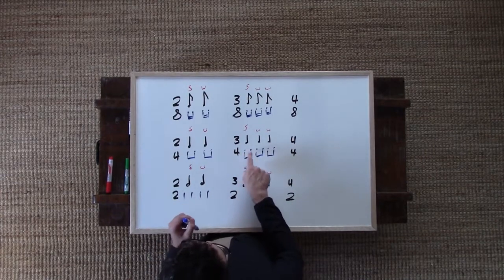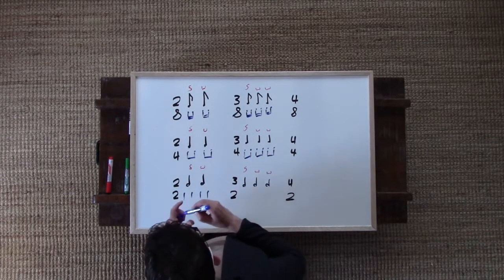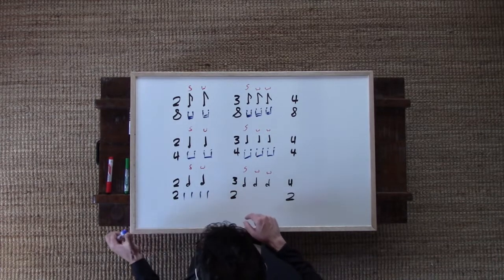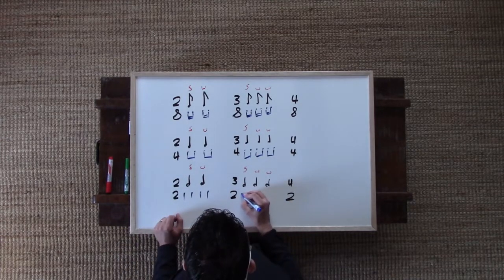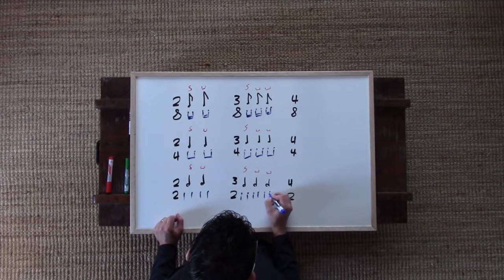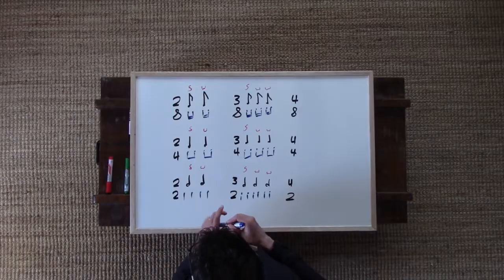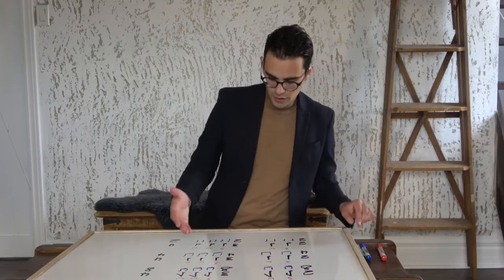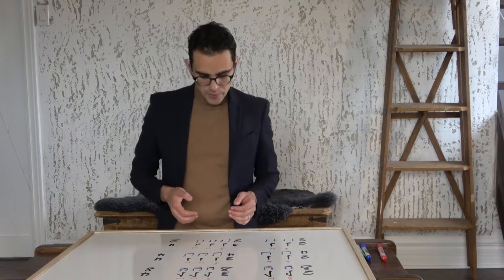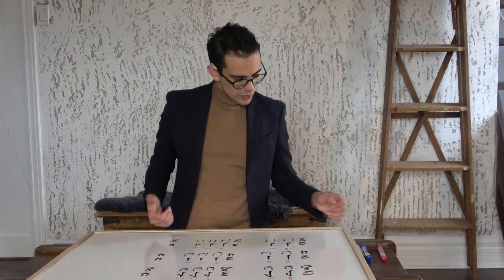So that'd be 1 and 2 and 3 and 1 and 2 and 3 and. Then if we are subdividing 3/2, that would be broken up into quarter notes. One and 2 and 3 and 1 and 2 and 3 and. So that's this column, and the last column is 4/8, 4/4, and 4/2.